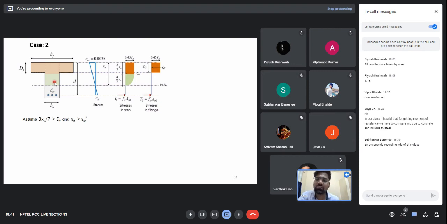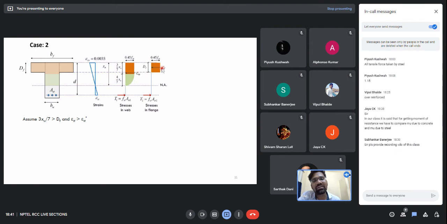So case 1 and case 2 are very easy. What we can do is separate our T beam into two beams. The first will be only the flange, and the other will be only the web. The flange will only take up the linear compression part, and our web will take the linear compression part as well as the parabolic compression part. So the web will behave as a normal rectangular beam, whereas the flange will take up the linear zone.